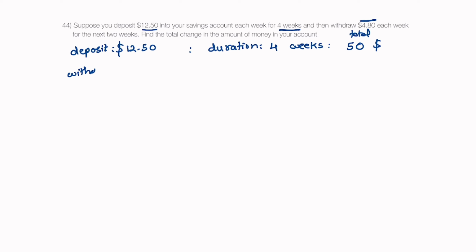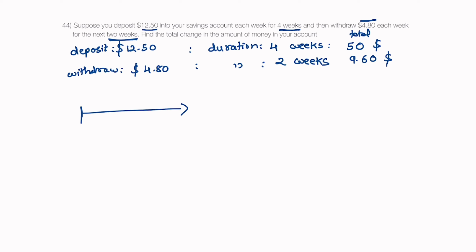What's the withdrawal? We are withdrawing $4.80 per week. And for how long? 2 weeks. So that gives us 4.8 times 2 is $9.60. Find the total change in the amount of money. It's like you put this much money in the bank, that's $50, and then you take out some money, which is 9.60. So how much is this? It tells us we have to do 50 minus 9.60.